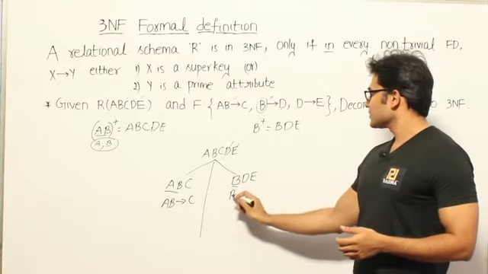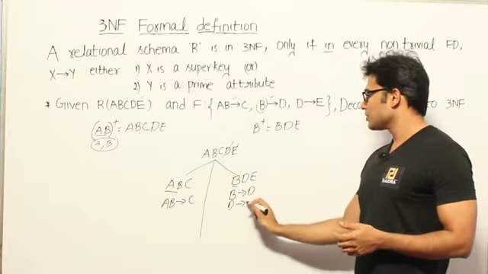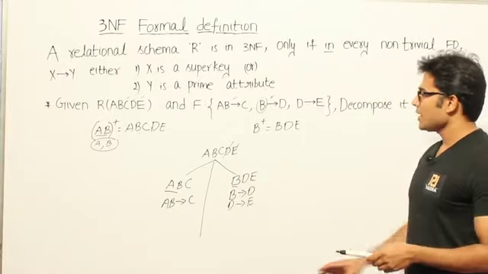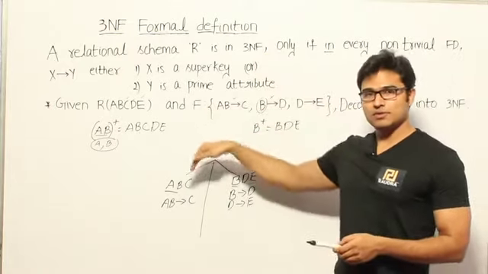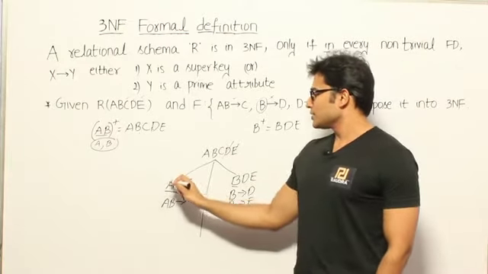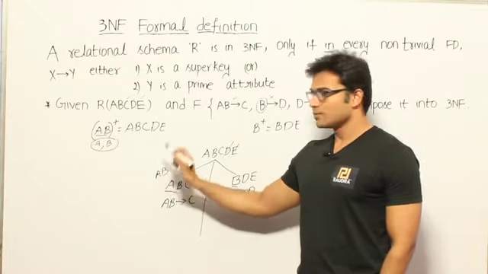B determines D will be on this, as well as D determines E will be on this, right? So now again you take this and you apply for each of the tables. Okay, now if you take this table, what is the candidate key for this? AB, isn't it? AB is the candidate key for this table, right?